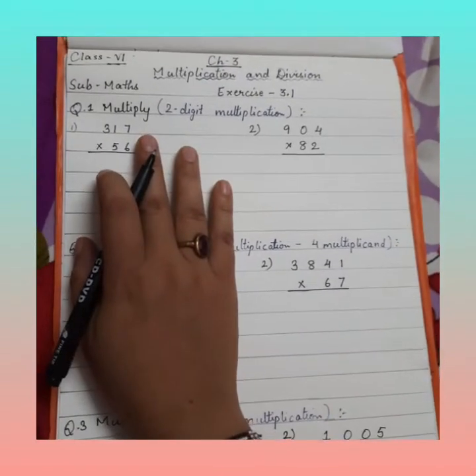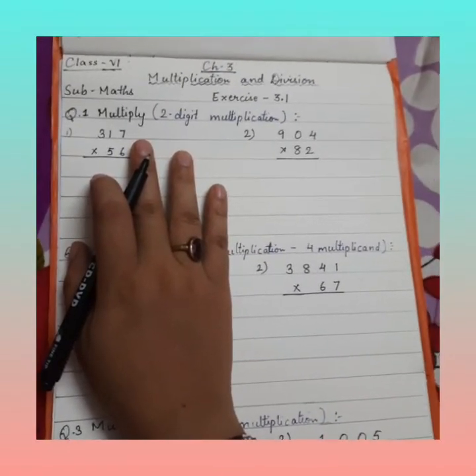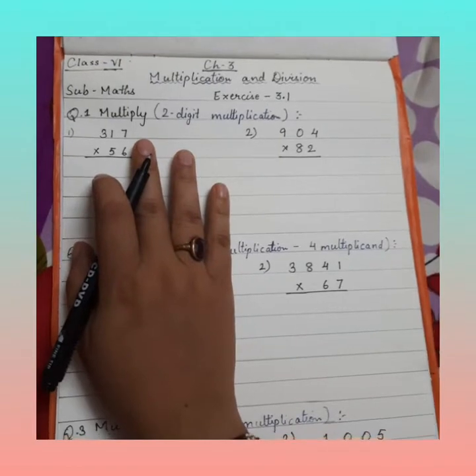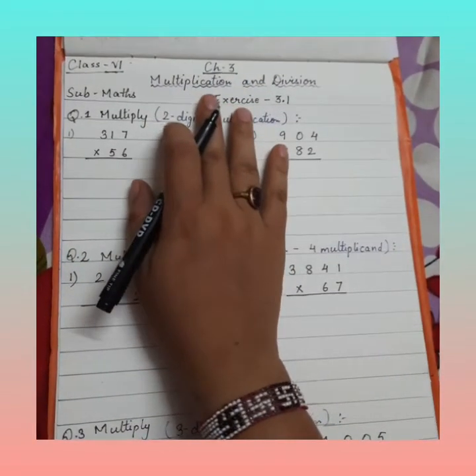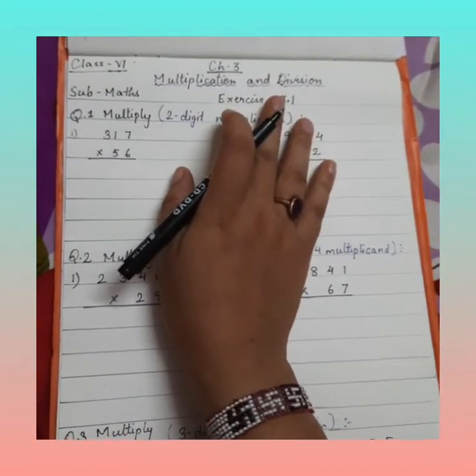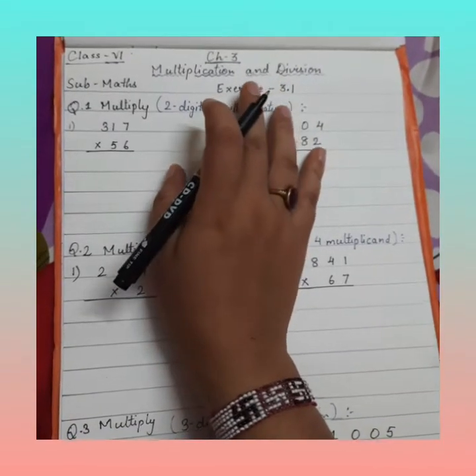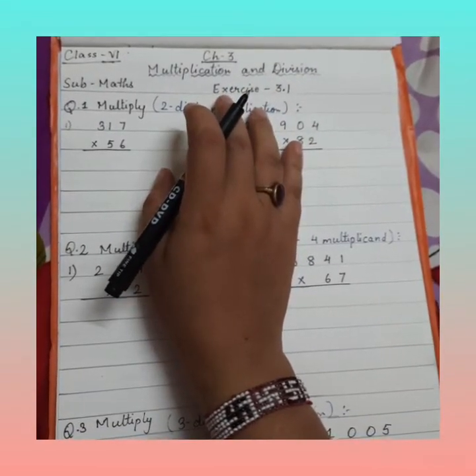So today we will start with multiplication and division. There are 2 parts of this chapter. First is based on multiplication and the other one is division. So let's start with the multiplication first.